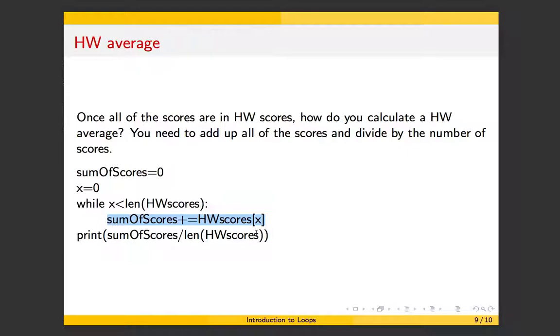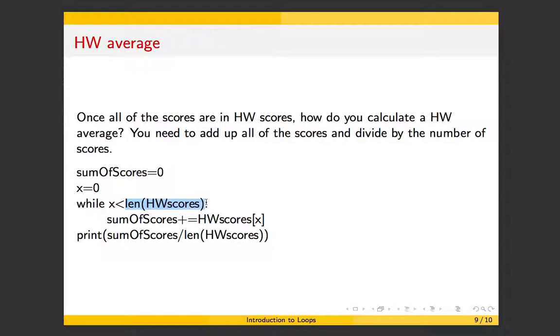Okay, so here's a loop that lets you add up all the elements of a list. You add the score at position 0, then move on and add the score at position 1, position 2, etc. And you keep going as long as this x value hasn't reached the end of the list yet. The end of the list occurs at the list's length.